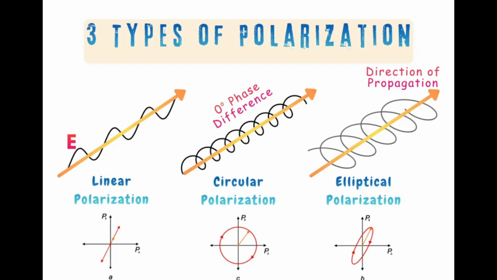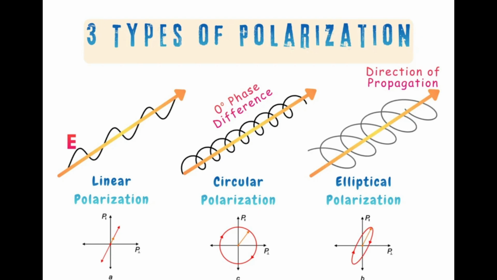There are 3 types of polarization. First is the linear polarization. In linear polarization, the light waves vibrate in a single plane, meaning up and down. Then we have the circular polarization, where the light waves vibrate in a circular motion, clockwise or counterclockwise. Then lastly, we have elliptical polarization, where light waves vibrate in an elliptical motion. So elliptical polarization is a combination of linear and circular motion, as you can see in the picture.